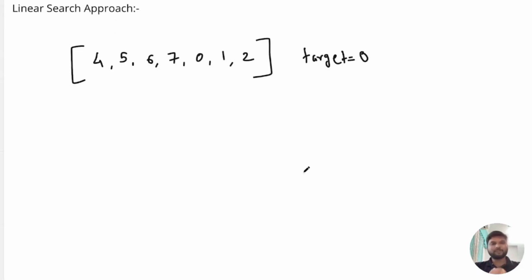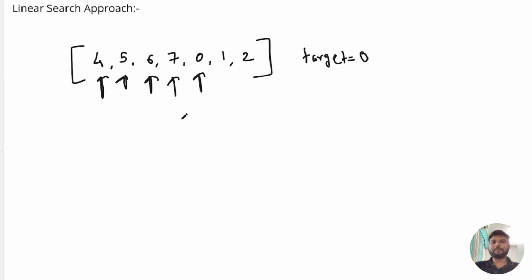Now let's start with the first approach, which is a linear search approach. In this approach we will start iterating over each element of the array. We will start with 4. Is 4 matching with the target? No, right? Then move on to the next position. Compare 5 with target, not matching, move on to the next position. Compare 6, not matching. 7, not matching. 0, now it's matching.